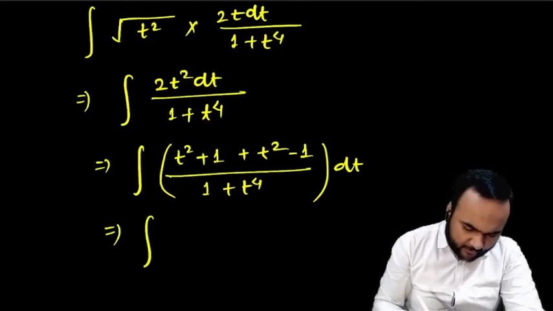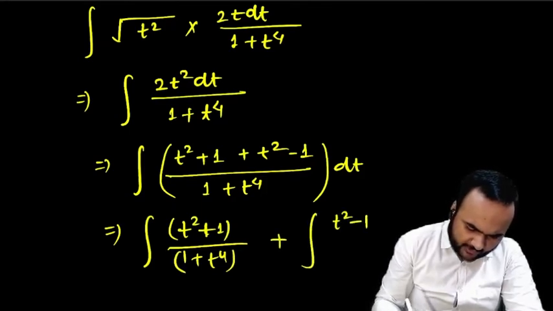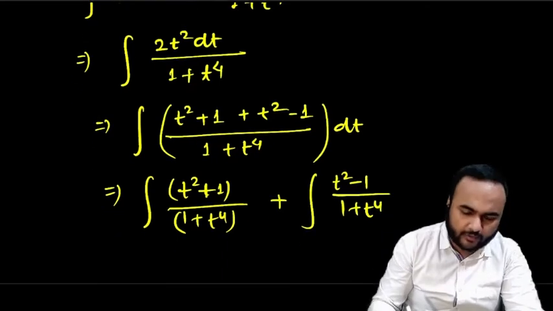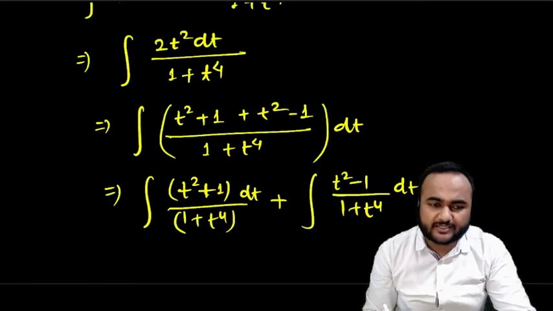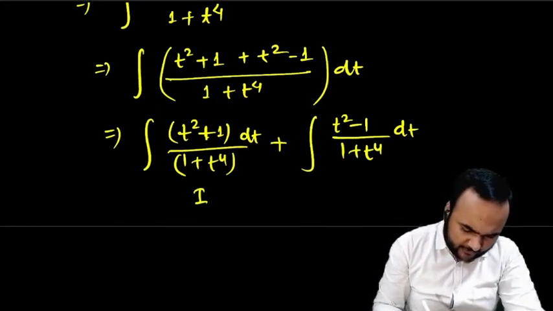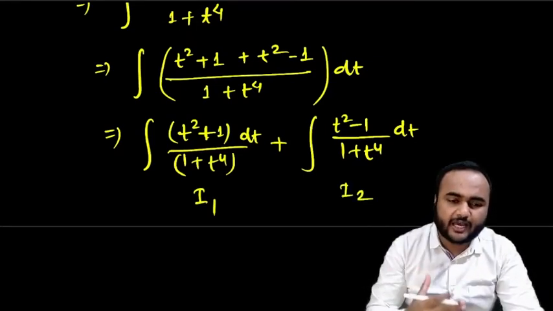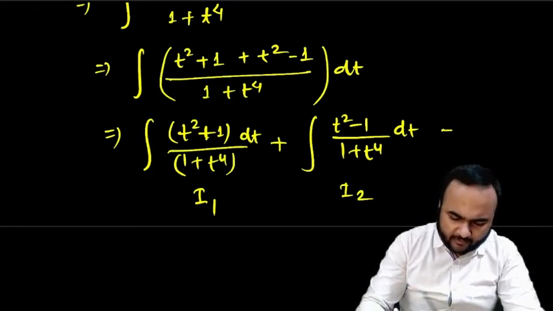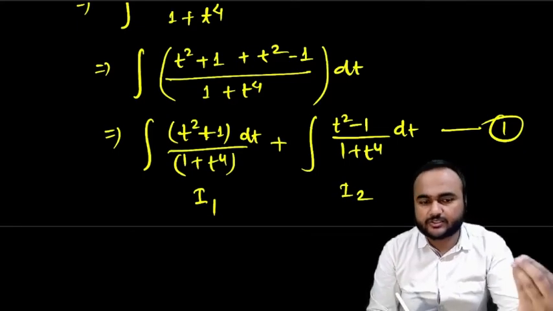Now I'm going to split both the fractions: t square plus 1 by 1 plus t to the power 4, and t square minus 1 by 1 plus t to the power 4. And taking integration on both of them separately, because we know that on a plus sign we can take the integration separately. So now it has become two different integrals, let's say I1 and I2. We are going to solve both I1 and I2 separately, and their sum will give the required integration, which is root tan x.